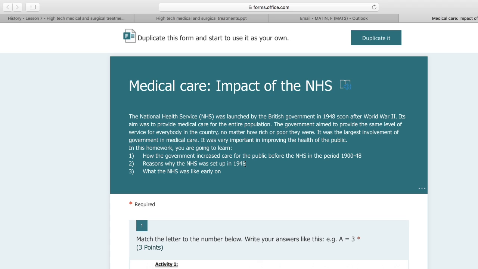Why was there this concept of looking after people and free healthcare, which is essentially what the NHS is? And you might just notice from the date itself, but this is post the Second World War. So you will learn in this homework section the idea of roles of individuals, government intervention, war, again, using our factors and our language about our factors to really understand the cause of why the NHS was set up. And then what the NHS was like early on, because it's different to what it is now.